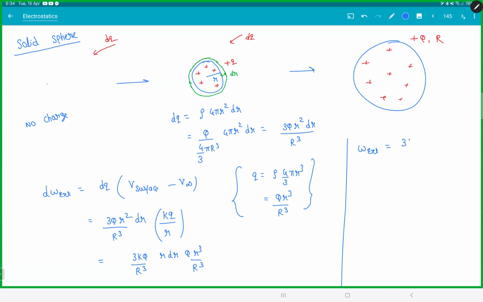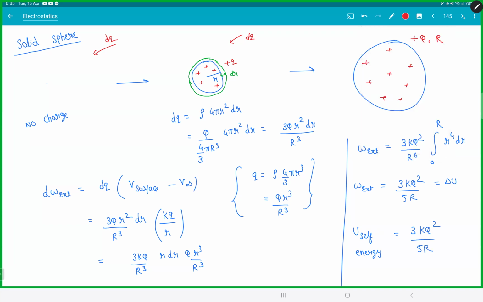So work done by external force, when you integrate this, we will get 3kq square by r power 6 integral r power 4 dr from 0 to r. That will be r power 5 by 5. So that will be 3kq square by 5r. This is the work done by external force. This is equal to delta U plus kinetic energy. Therefore, the self energy for a solid sphere is 3kq square by 5r.